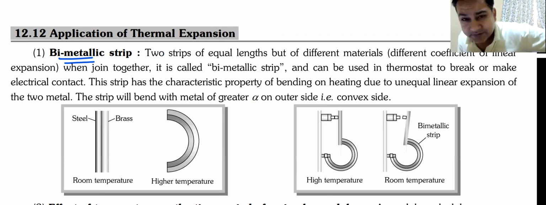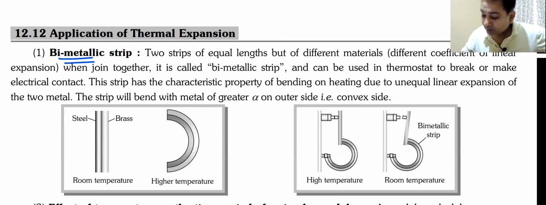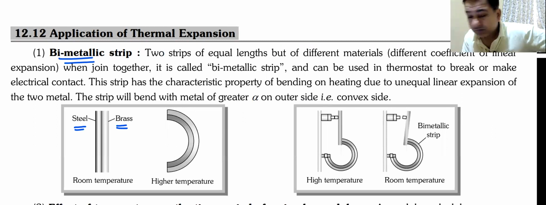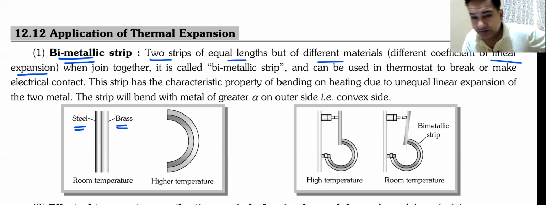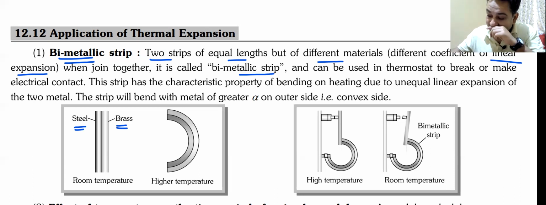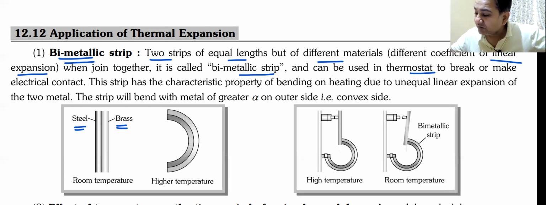bimetallic strip. Have you seen this bimetallic strip? It consists of two metal rods. They are definitely made different because the coefficients of expansion are different. Normally one is steel, the other one is brass. They have taken the example of steel and brass. They are of equal lengths but of different materials because we want different coefficients of expansion. The more the difference, the better it is. They are joined together, they become a bimetallic strip, and it can be used as a thermostat to make or break contact.